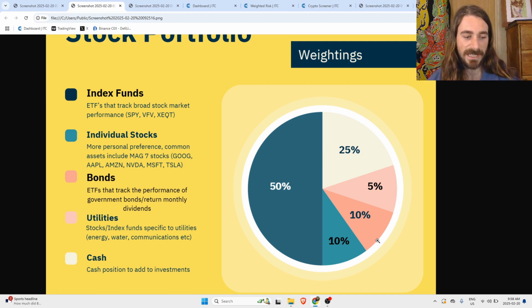So I have a lot more US than Canadian exposure, and there are ways we can get US exposure without having to have US dollars. So there are ETFs or index funds that essentially track these US companies, but they're denominated in Canadian dollars, so you're able to purchase them. We also see utilities here.